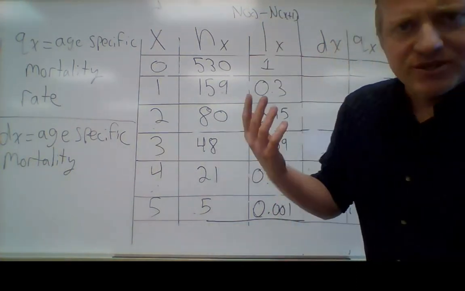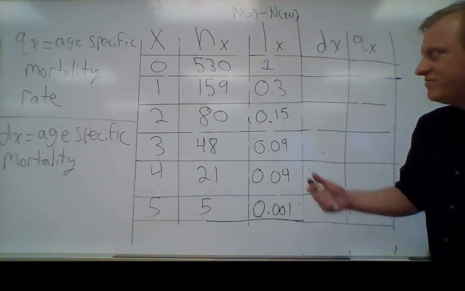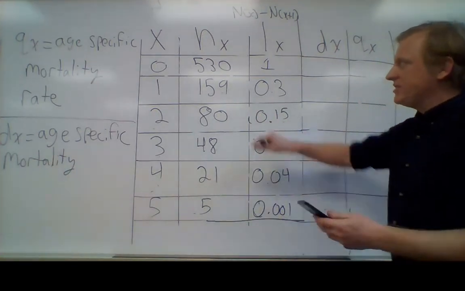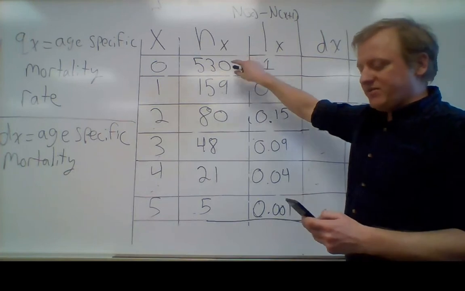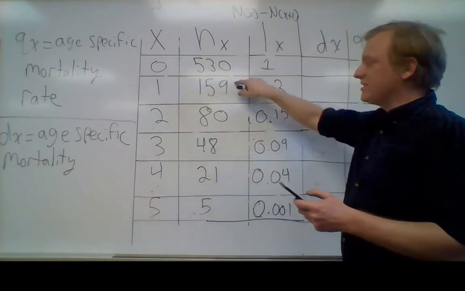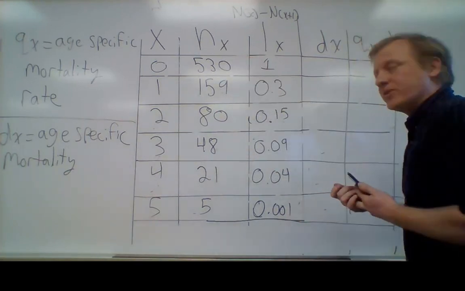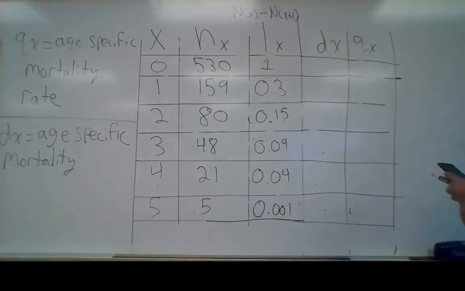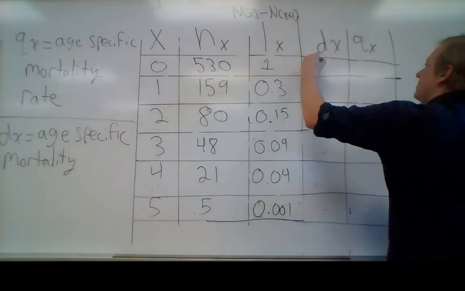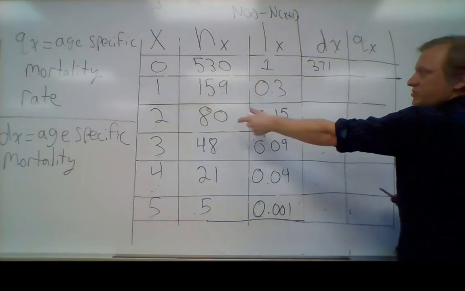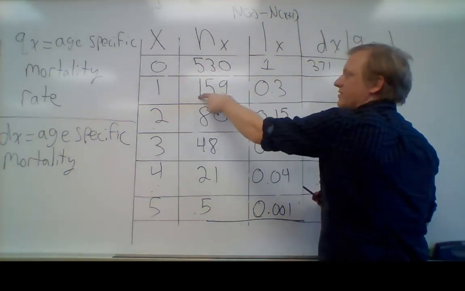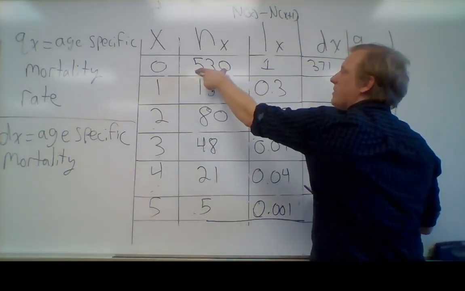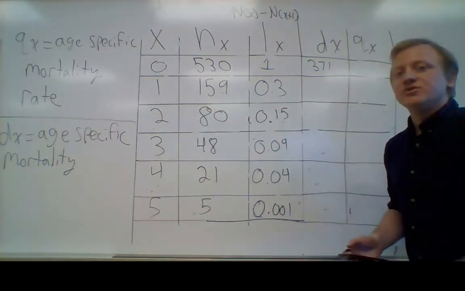I think it's a bit easier to just have a sort of intuitive, more understanding. Basically, you're just going to take how many were alive in the previous generation and subtract how many are alive in the next generation. This tells us that 371 individuals died between here and here. So I just took 530 and subtracted 159.